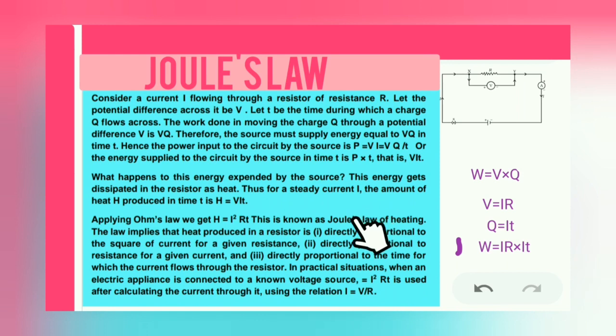According to Joule's law of heating, the heat produced is directly proportional to the square of current for a given resistance, directly proportional to resistance for a given current, and directly proportional to time for which the current flows through the resistor. That only we have written here, H is equal to I square RT.